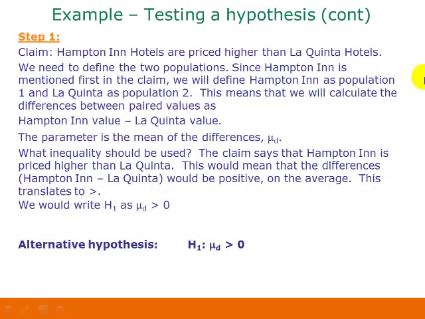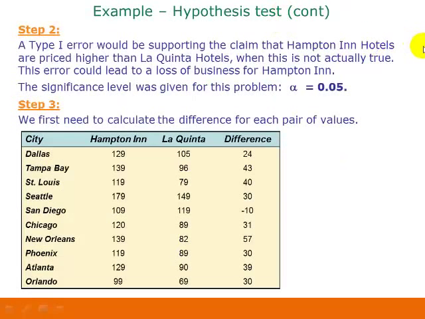So here's our alternative hypothesis. H sub 1 is that mu sub d is greater than 0. Our null hypothesis, we just replace the inequality with an equal sign, so we get mu sub d is equal to 0. Now for step 2, if we think about a type 1 error, this would be supporting the claim that Hampton Inn Hotels are priced higher than La Quinta Hotels when this is not actually true. This error could potentially lead to a loss of business for Hampton Inn.